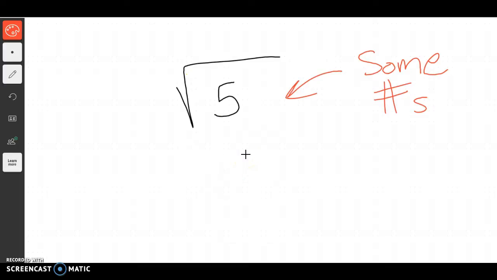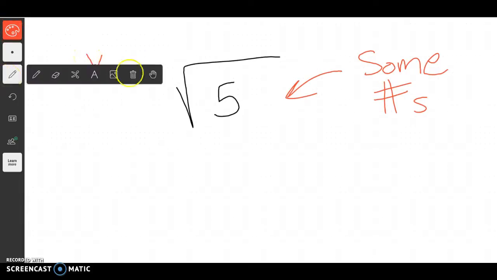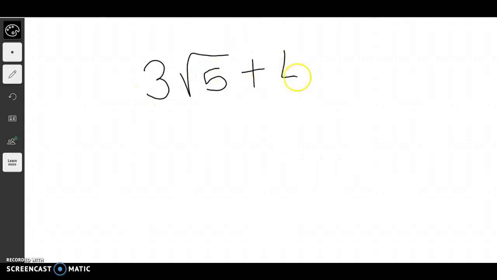So whenever you think about radical 5, or a radical that you don't know what it is, we're just going to pretend that's an x. And then we're going to do some of the problems today. So here is the first problem that we're going to deal with: 3 radical 5 plus 4 radical 5.